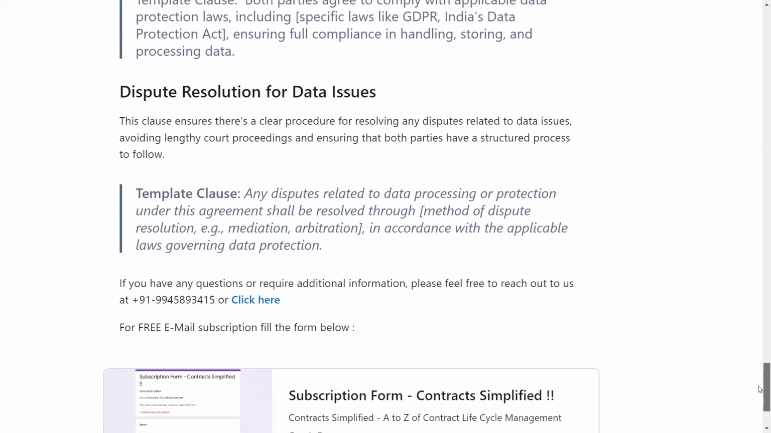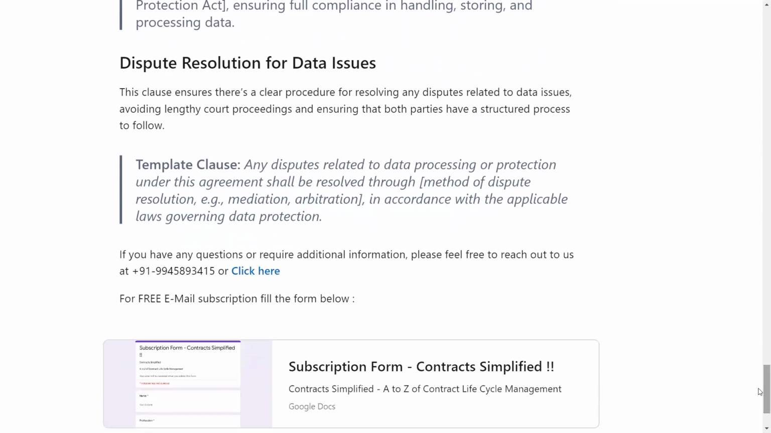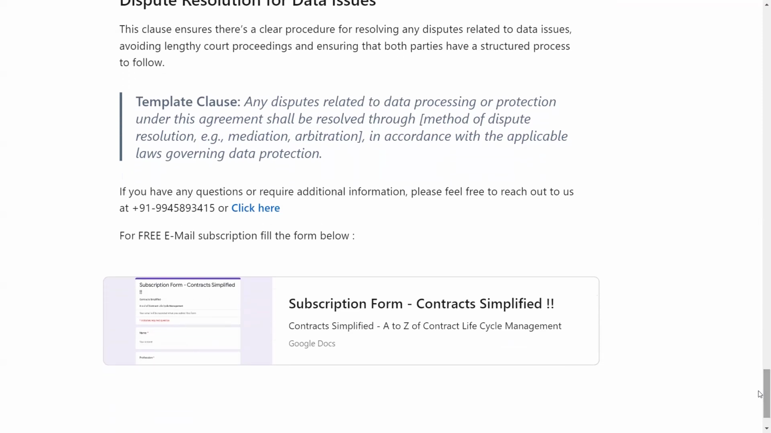Last but not the least, dispute resolution for data issues. This clause ensures there's a clear procedure for resolving any disputes related to data issues, avoiding lengthy court proceedings, and ensuring that both parties have a structured process to follow. Template clause. Any disputes related to data processing or protection under this agreement shall be resolved through a method of dispute resolution, that is mediation or arbitration, in accordance with the applicable laws governing data protection.